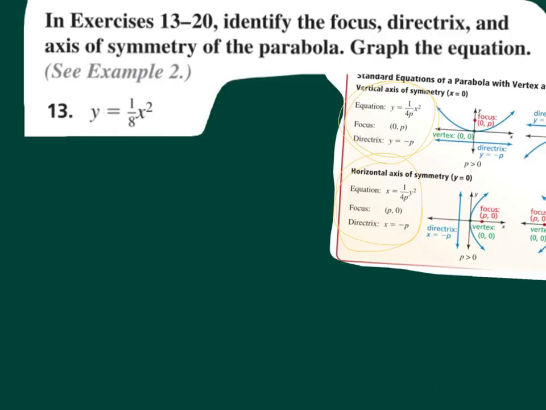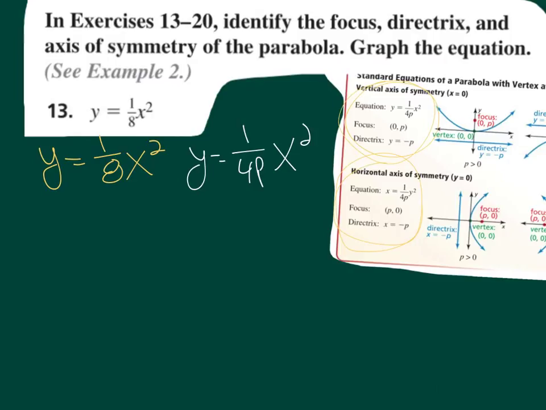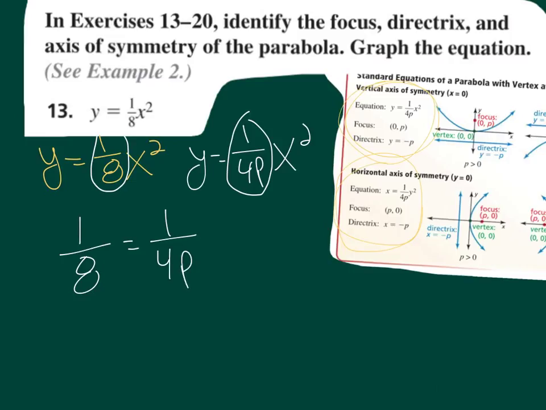Alright, so I just want to rewrite this down here, and I have y equals 1/8 x squared. But I want it to be in the form of y equals 1/4p x squared. So all you have to do is take this and this, and we want to set them equal to each other. So 1/8 equals 1/4p. Because I want to figure out how I could go from this and make it equal to 1/8. Basically, whatever I multiply that 4 by will get you your value.